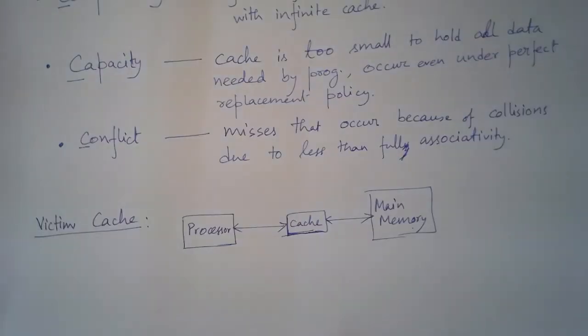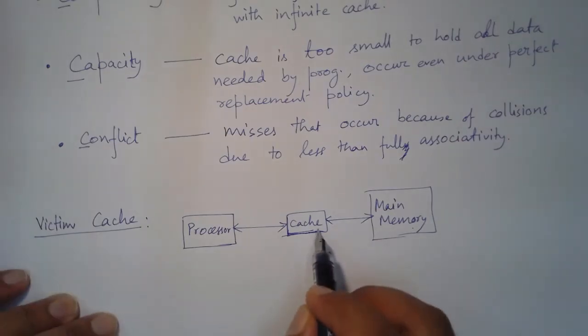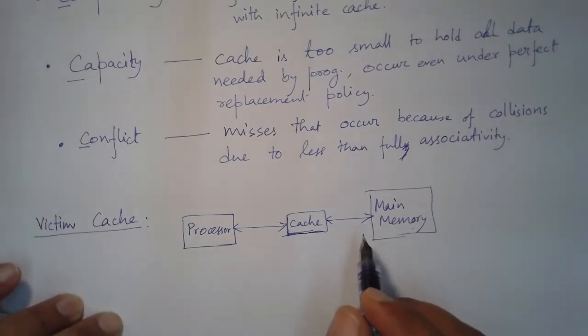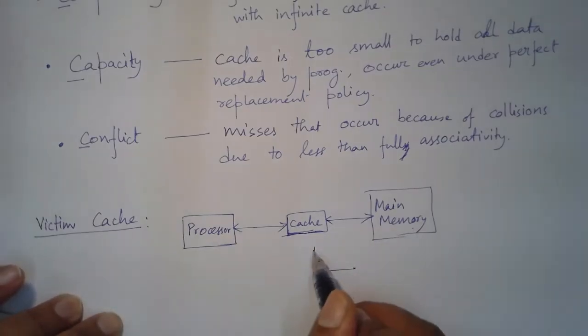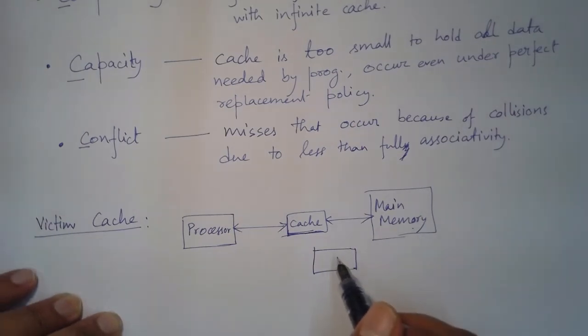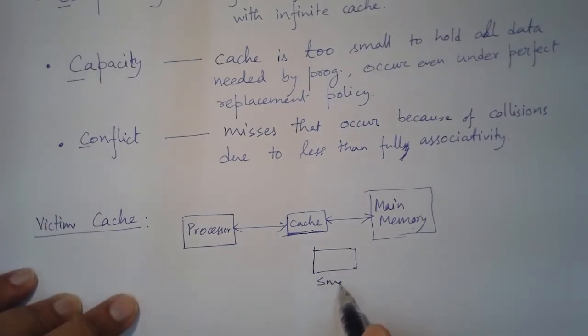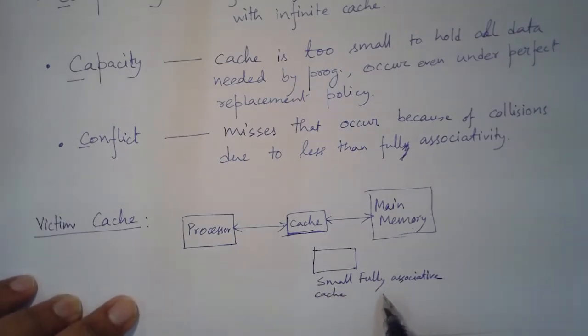So, to avoid this kind of situation where there is a possibility of conflict miss, and then you might need the data again, instead of completely removing the data, the victim cache strategy says that you put a very small memory here and call it the victim cache, and it is a small fully associative cache for recently evicted cache lines.